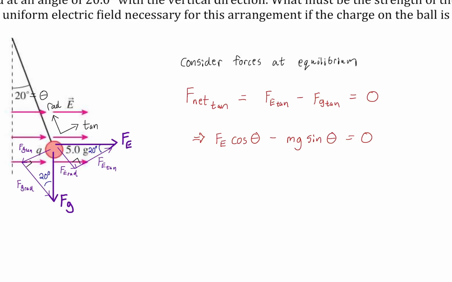On the other hand, if we think about the tangential component of the gravitational force, first of all, it's negative, because of the way we chose our axis system, and it's going to be sine theta, because look where the 20 degrees is on this right triangle. In this case, the tangential is the opposite side rather than the adjacent side. So we have a cosine and a sine.